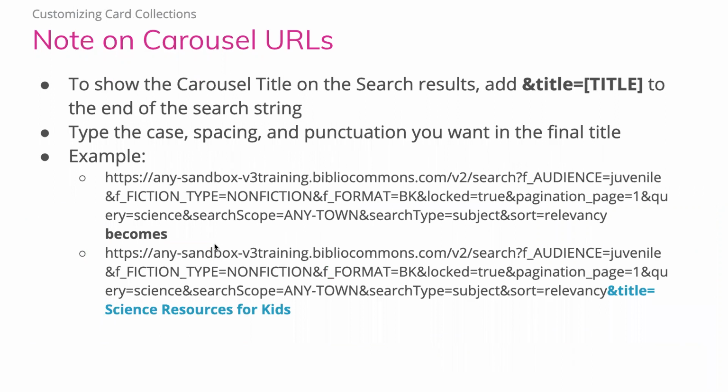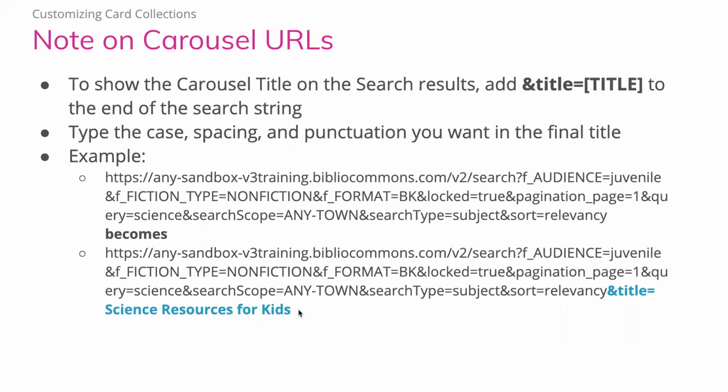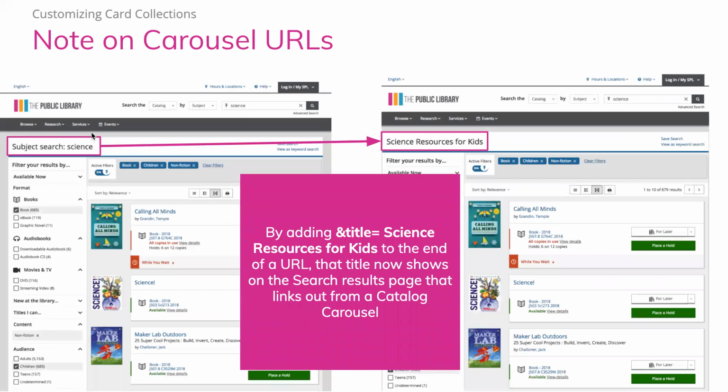One note on the carousel URLs, and this will make more sense on Thursday: to show the carousel title on the search results, you can add ampersand title equals what you want to call it to the end of the search string. You can type the case, spacing, and punctuation you want in the final title. So with this general permalink, you can add ampersand title equals science resources for kids, in plain natural spelling. Then it changes what we see on this page to science resources for kids, and when you link out from the catalog carousel, it looks neater and more polished.